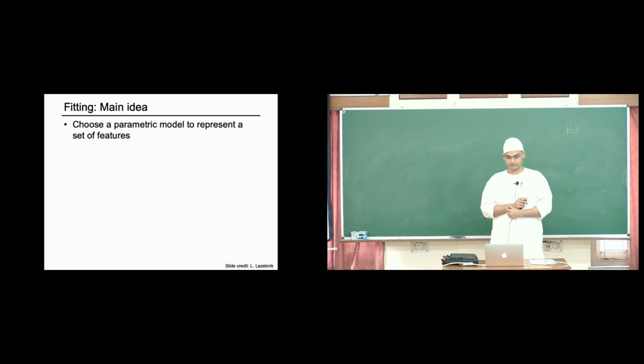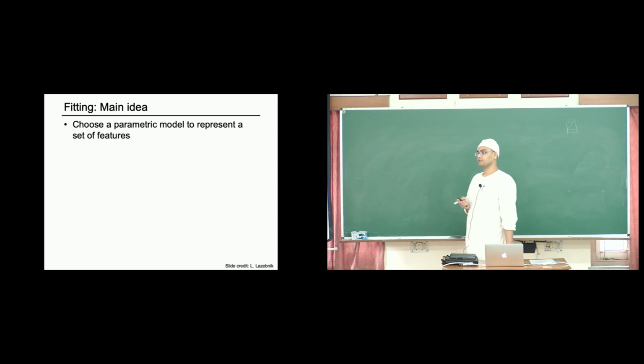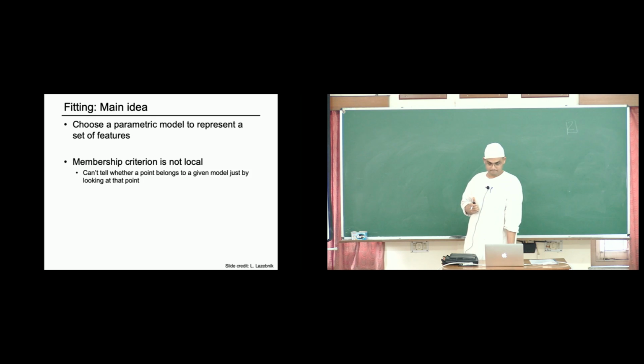So, what is the basic idea of the fitting? Choose a parametric model to represent a set of features, and now once you get a member of that model, you may not be able to tell that a point belongs to the model. For example, if I just give you one point, you may not tell that this point belongs to a line. So, the membership criterion is not local. If I give you 2 points, you can tell they belong to a particular line, but if I give you only 1 point, you cannot tell that it belongs to a particular line.